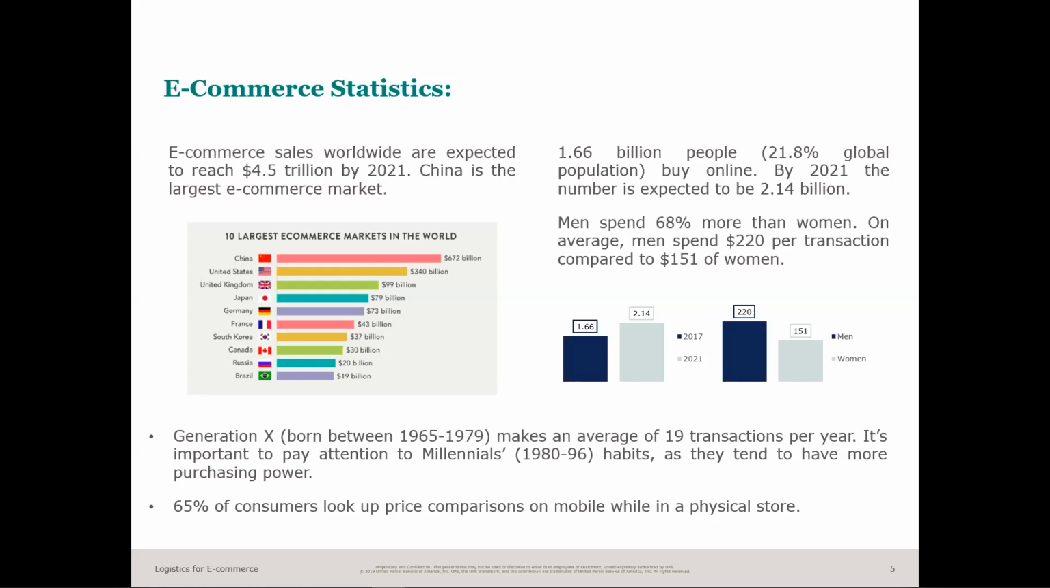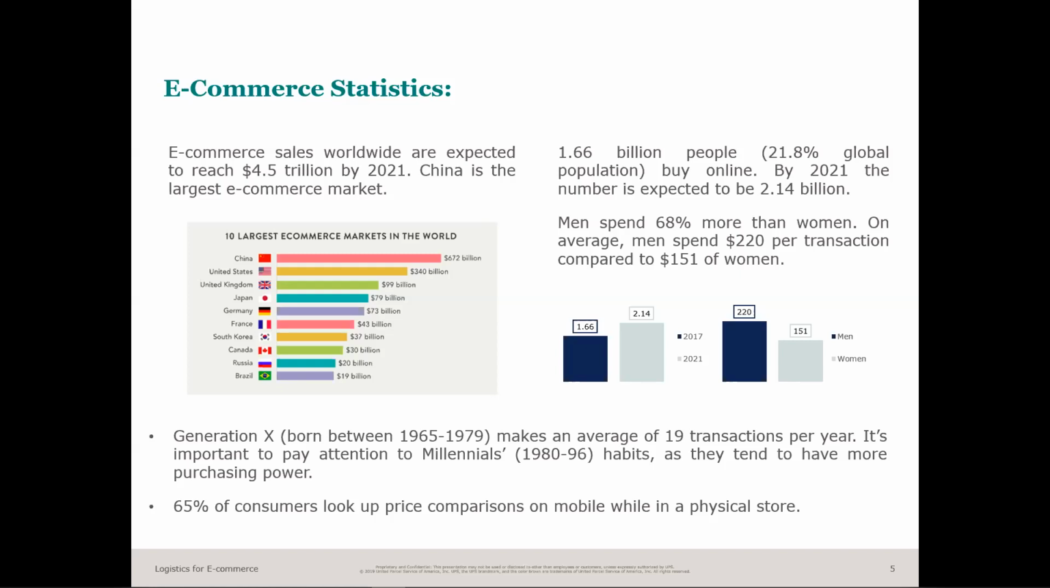We do see statistically that men spend more on their web buying, 68% more than women do. On average, they spend more per transaction than women do, $220 versus $151. But I will say my experience is also women do more transactions more frequently. They tend to be more of the buyers, but they may not be buying the more expensive things. So this is an interesting thing to think about in your data as well, to understand what customers and consumers are really doing.